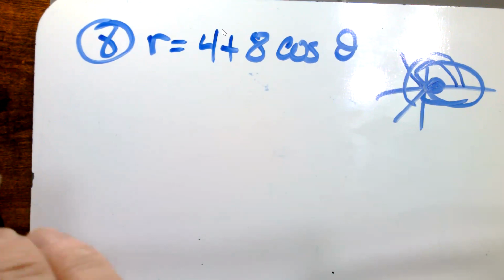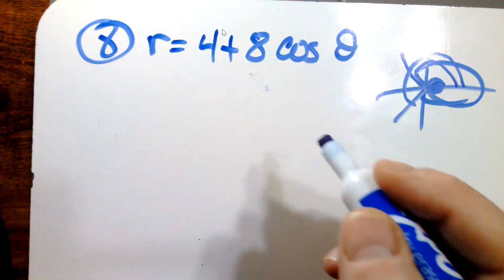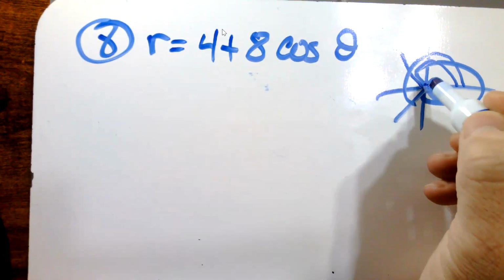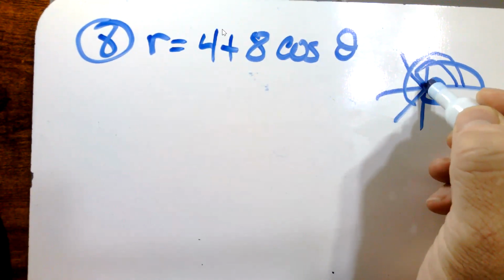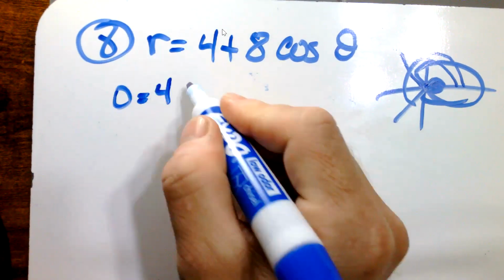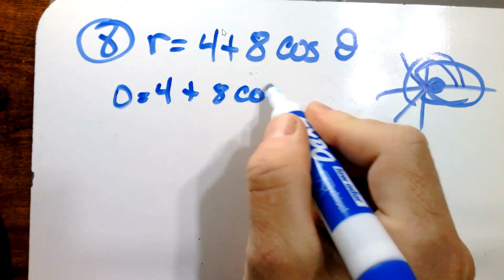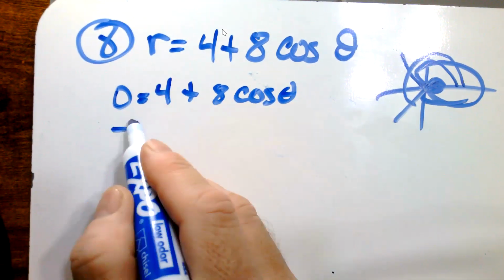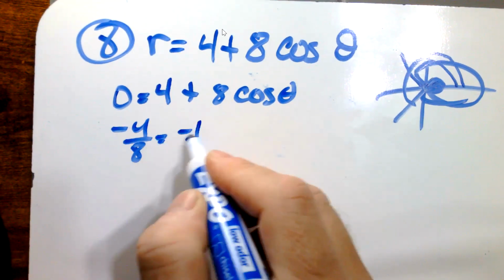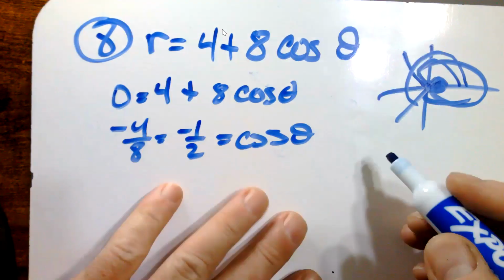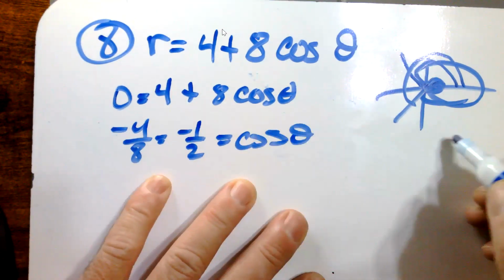In order to calculate that, we're going to notice that the radius actually happens to be 0 at that point, right? We're back at the origin. So 0 is going to equal 4 plus 8 cosine theta. If I subtract 4 from both sides and then divide by 8, I get negative 4 over 8, which is negative 1/2, which equals cosine theta.